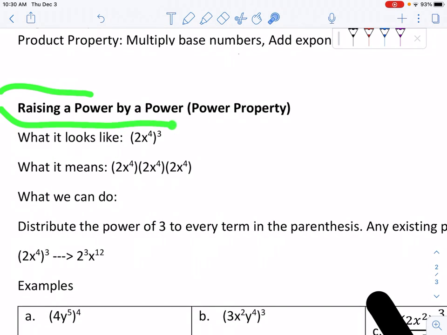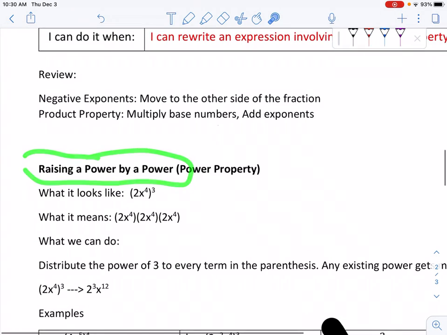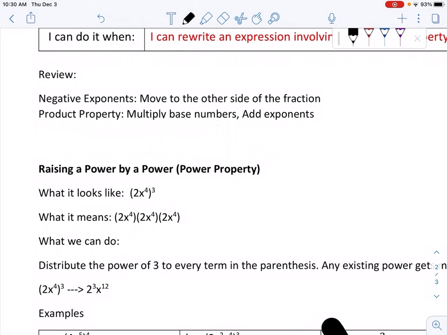Raising a power by a power, and actually maybe I'm just going to write a little example here. So this would be like 4 to the x with a negative 3, which really means 4 stays and x to the negative 3 needs to move downstairs.